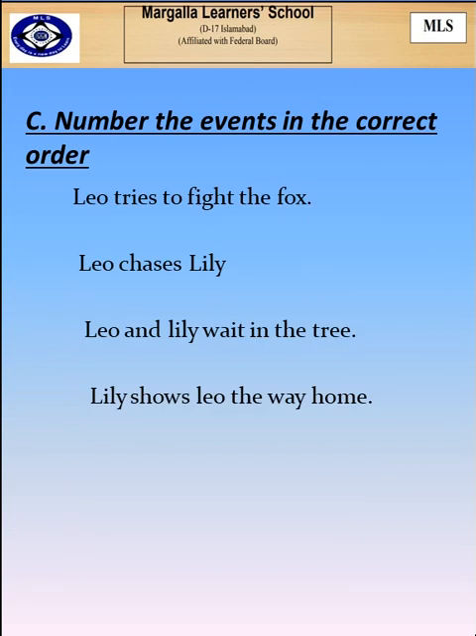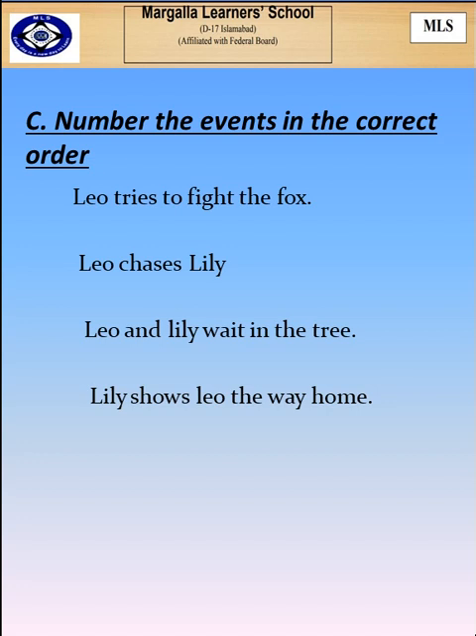Part C. Number the events in the correct order. You have read the whole story. You know about the events when they took place. You have to fill the boxes which are mentioned beneath these lines, and mention the correct number in those boxes when these events took place. Pause this video and solve the exercise.